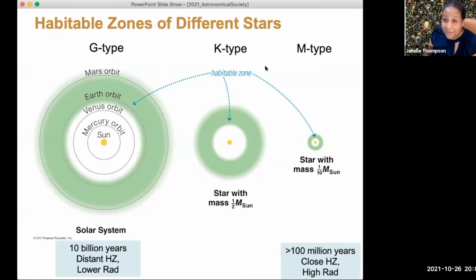Now, these K-type stars are thought to be in a bit of a Goldilocks zone when you're thinking about habitable zones. These K-type stars, which last a bit longer than our sun, so on the order of 20 to 50 billion years, have habitable zones that are a bit wider, a bit further away from their stars, and so they're less in the path of stellar flares and radiation.